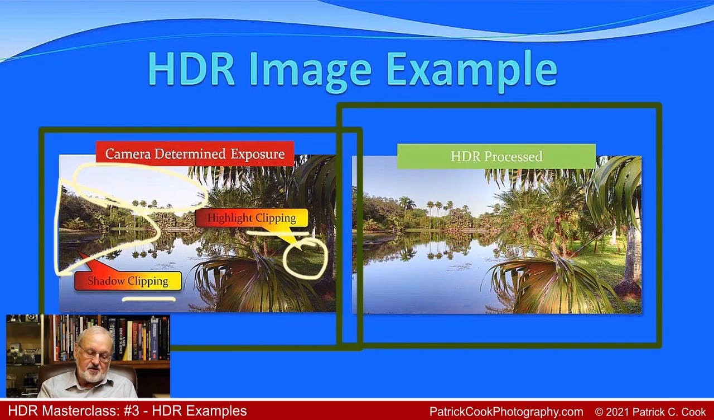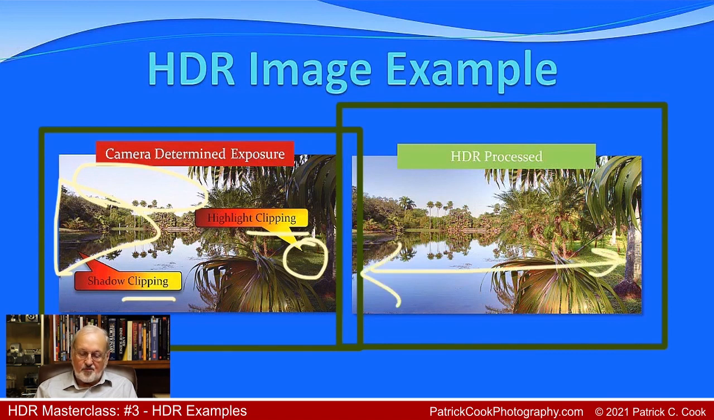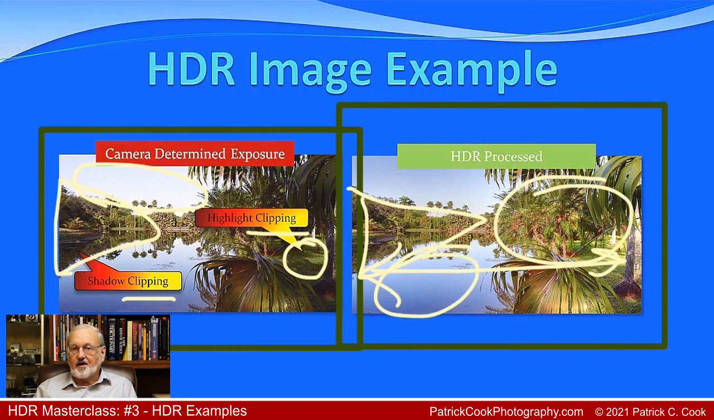This is the HDR processed image. Nice and even exposure all the way through. There is a much better retention of detail, which is also one of the objectives of HDR photography. And the leaves and the palm trees and the water are all just beautifully exposed and making an absolutely gorgeous image. Let's talk about another example.